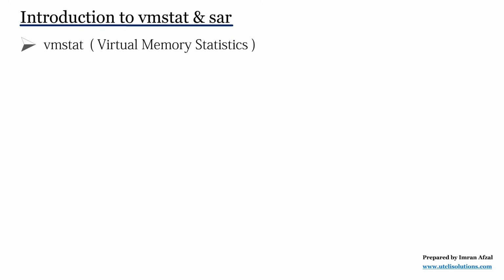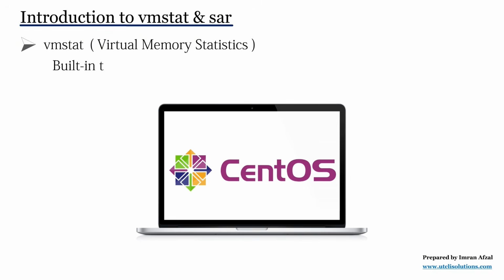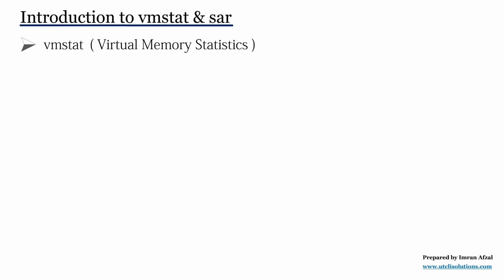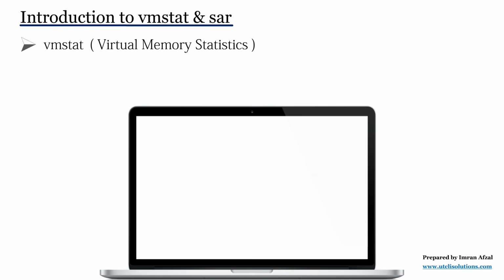The best part is that CentOS comes built in with vmstat, so you don't need to install anything to start checking your system's health. You simply run the vmstat command with parameters like vmstat 2 5. Here, 2 tells it to refresh every 2 seconds, and 5 shows the report 5 times in a row.